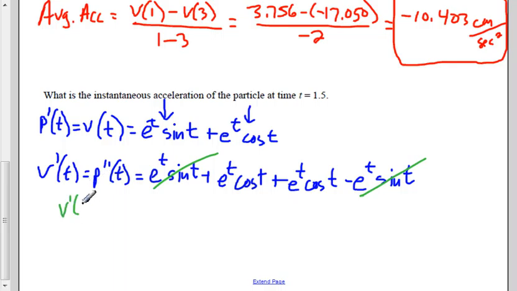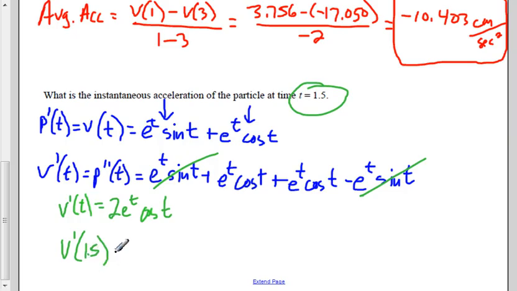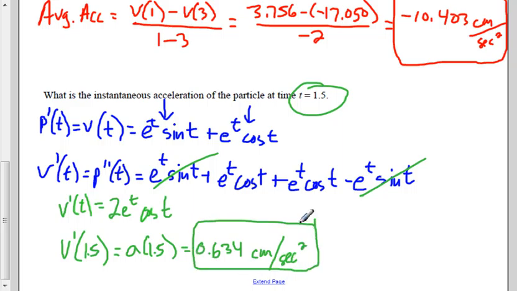So what am I left with? The derivative of the velocity function is equal to 2 e to the t cosine t. Whew, I had to do all that. Now to get the instantaneous acceleration, I have to substitute in 1.5, which is equivalent to the acceleration at 1.5, and we'll put that into the calculator, and we get 0.634. We're talking acceleration, so that's going to be centimeters per second squared. Make sure you take a second to verify that on the calculator.